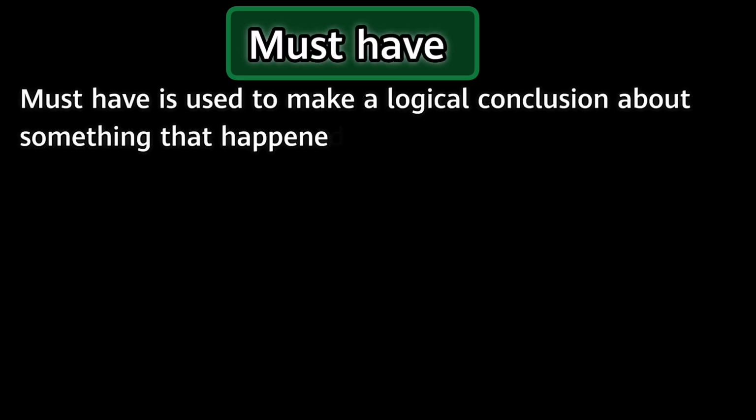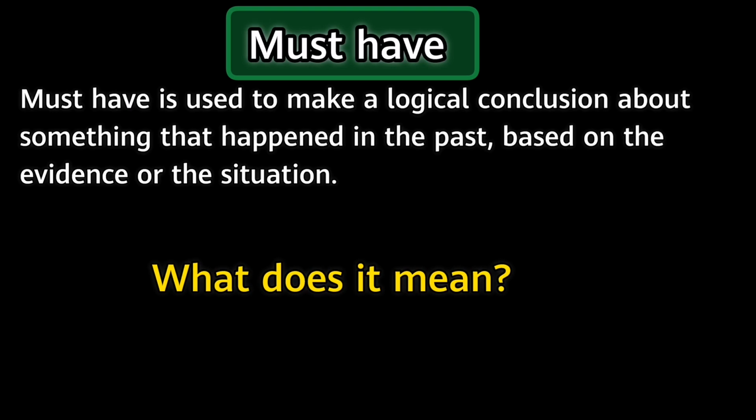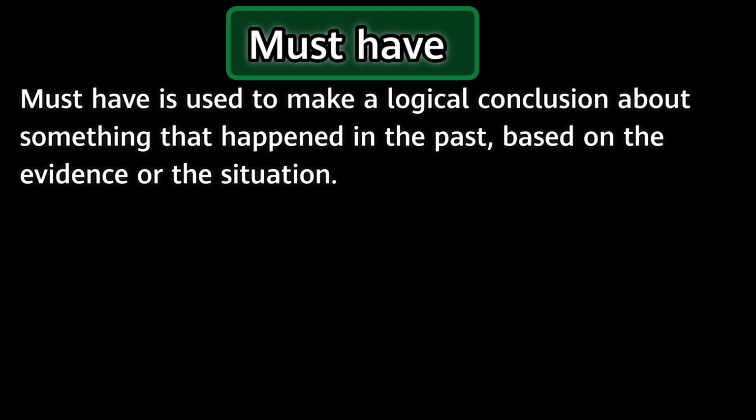Let's first learn must have. Must have is used to make a logical conclusion about something that happened in the past, based on the evidence or the situation. What does it mean? Simply, it means that the phrase, must have, is used when we talk about a past event because of a present situation or evidence. Basically, when we see something and then draw a conclusion from its present condition. So, in such a time we need to use this expression.